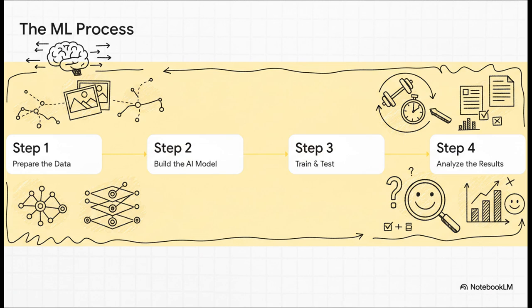So here's the game plan. Like any good experiment, we've got a roadmap. First, we have to get all the data ready. Then we build the AI model itself. After that, we send it to boot camp. We train it and test it. And finally, the best part, we dig into the results and see what our AI actually learned.